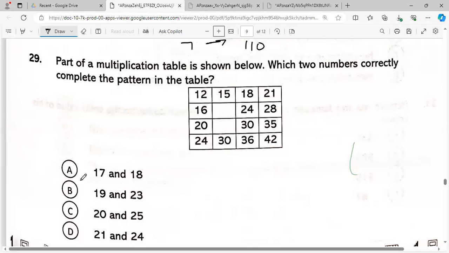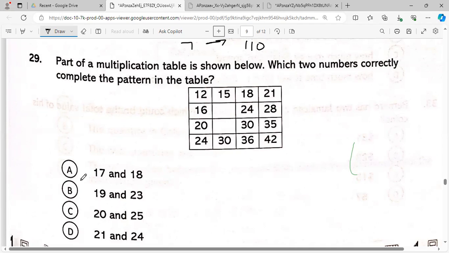Part of a multiplication table is shown below. Which 2 numbers correctly complete the pattern in the table? 12, 15, 18, 21, 16. 24, 28, 20. 30, 35, 24, 30, 36, 42.